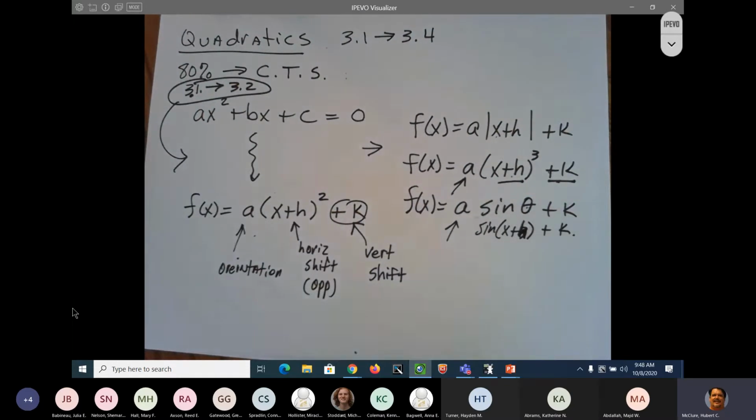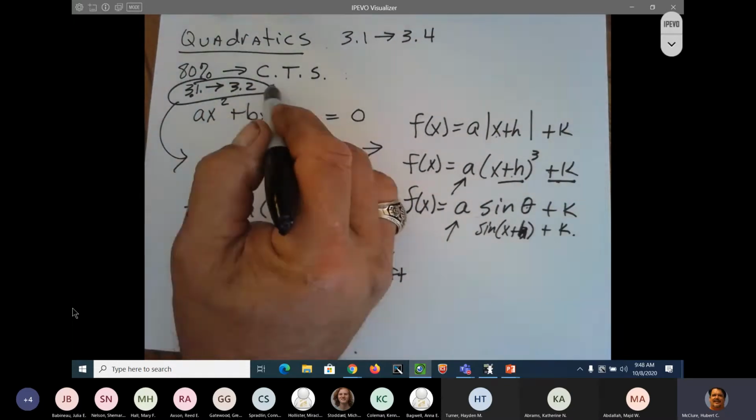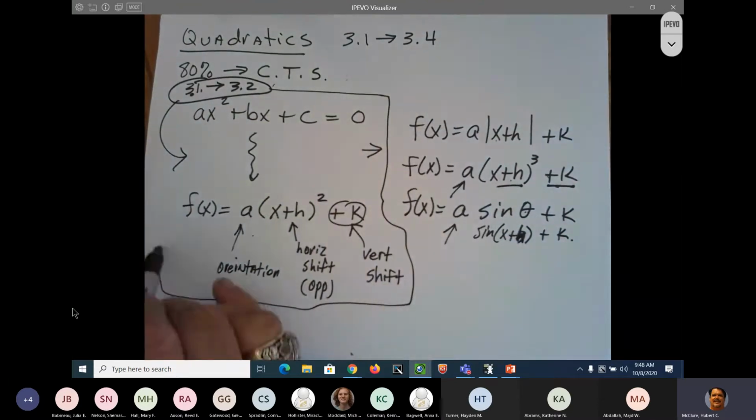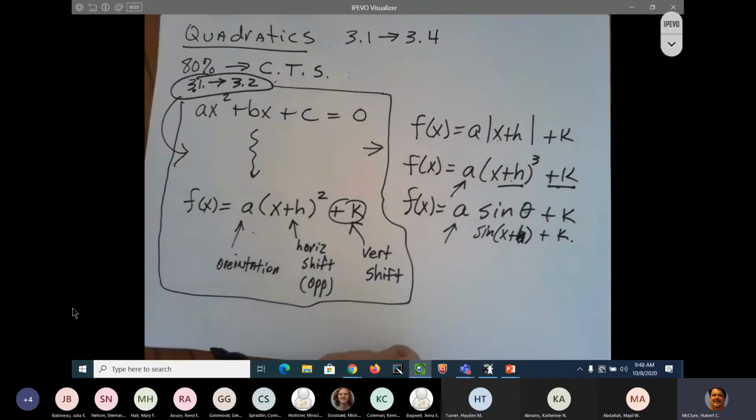Okay, so your goal in 3.1, 3.2 is to learn what I teach you. Your goal is to not use factoring and the quadratic formula to do what I'm trying to teach you to do with completing the square. Because if you don't learn completing the square, then you're going to have a hard time in calculus.